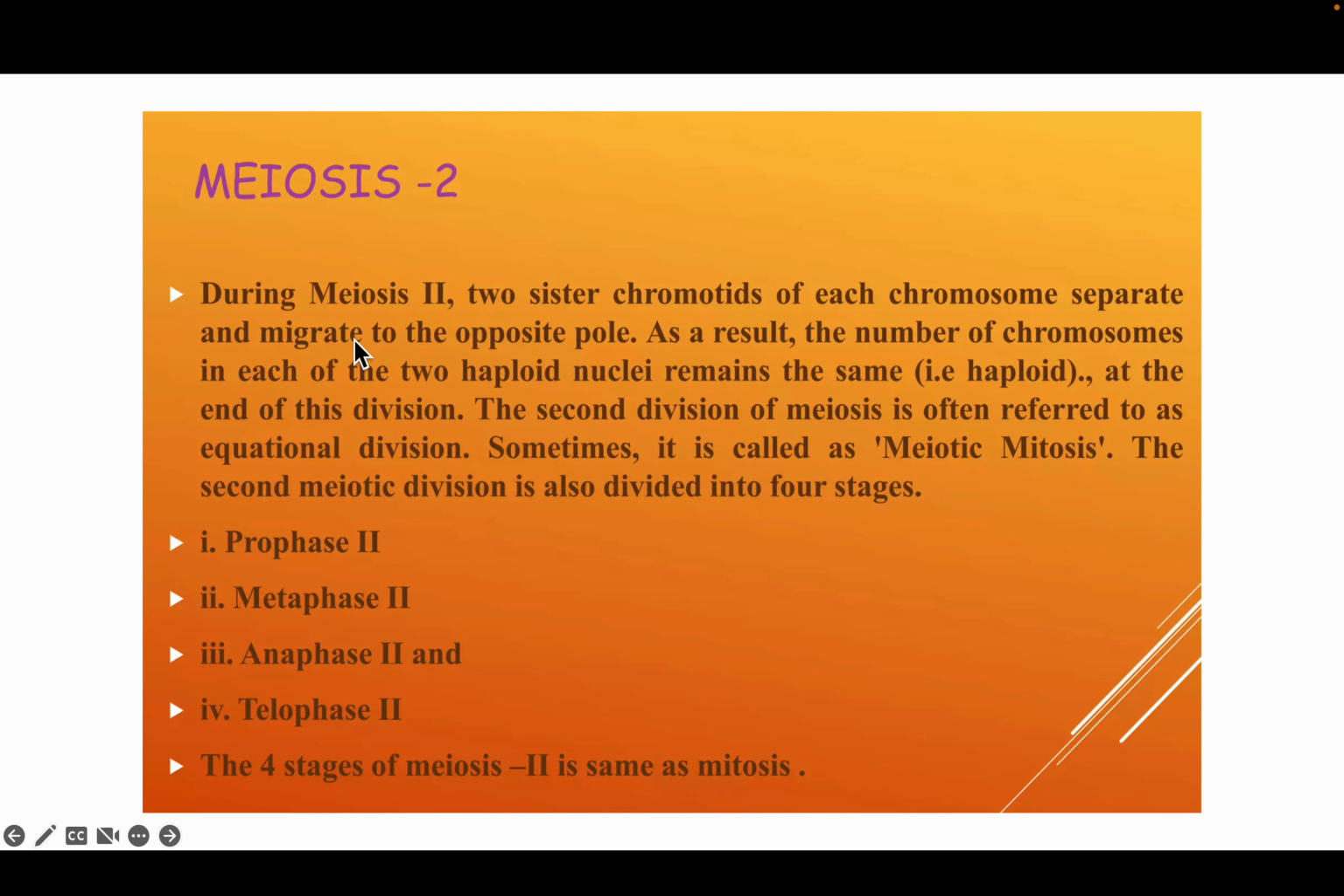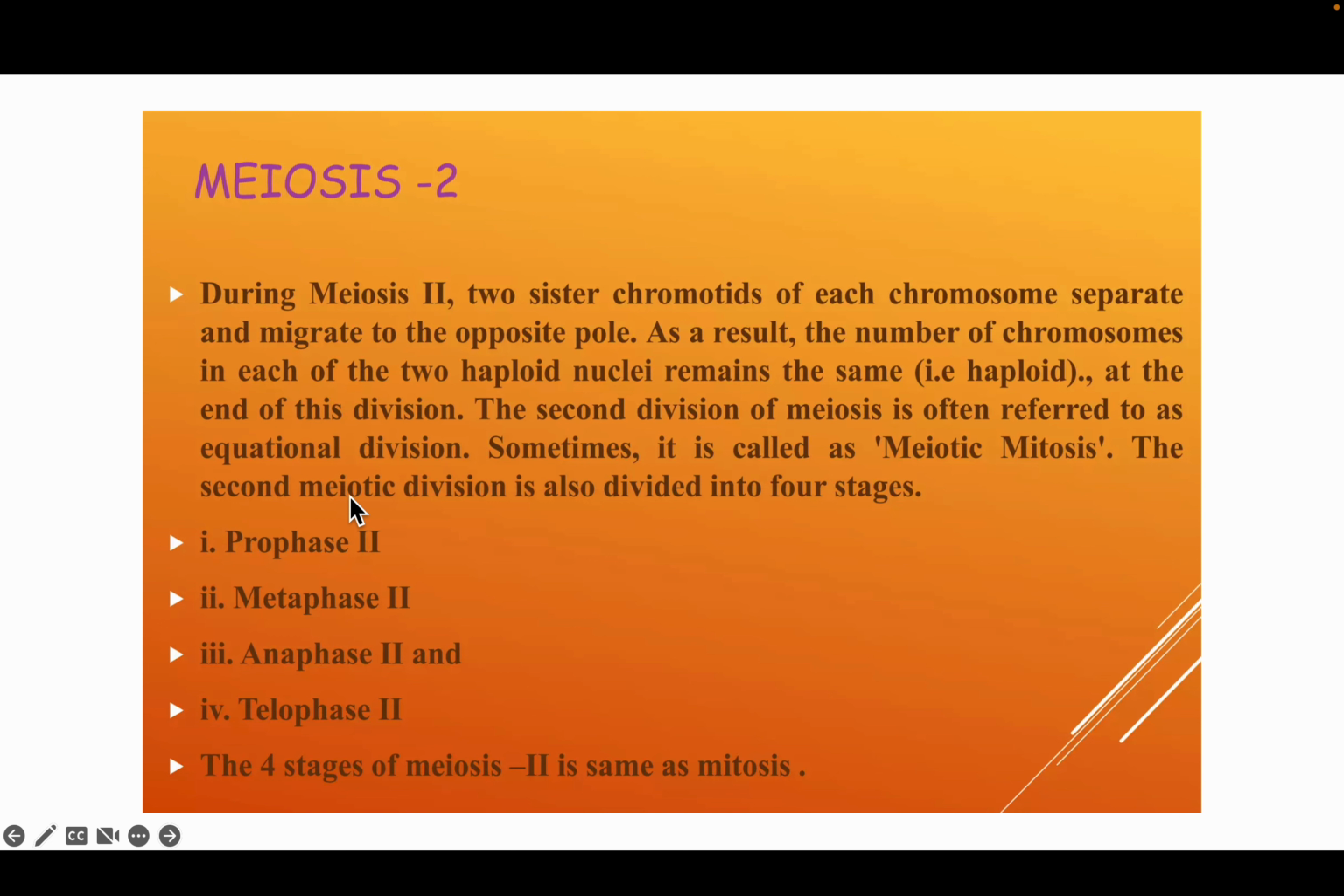Now there will be meiosis 2. During meiosis 2, the two sister chromatids of each chromosome separate and migrate to the opposite poles. So meiosis 2 resembles mitosis. So then what will happen? The two sister chromatids of each chromosome will get separated and will go to opposite poles. As a result, the number of chromosomes in each of the two haploid nuclei remains the same, that is haploid, at the end of this division. The second division of meiosis is often referred to as the equational division, because it is going from n to n only. So this is also called meiotic mitosis.